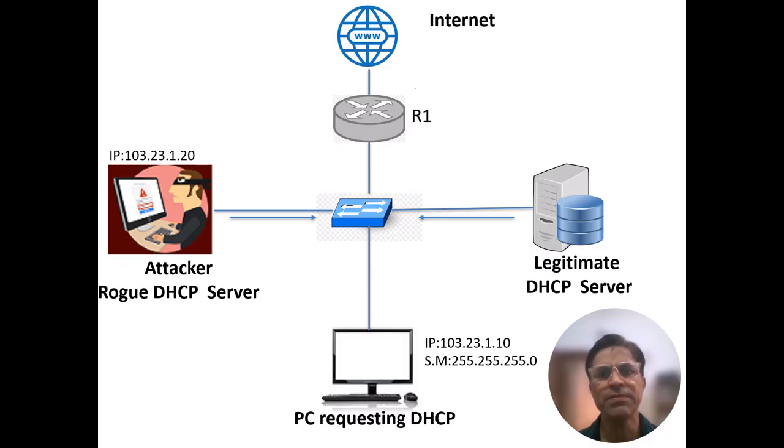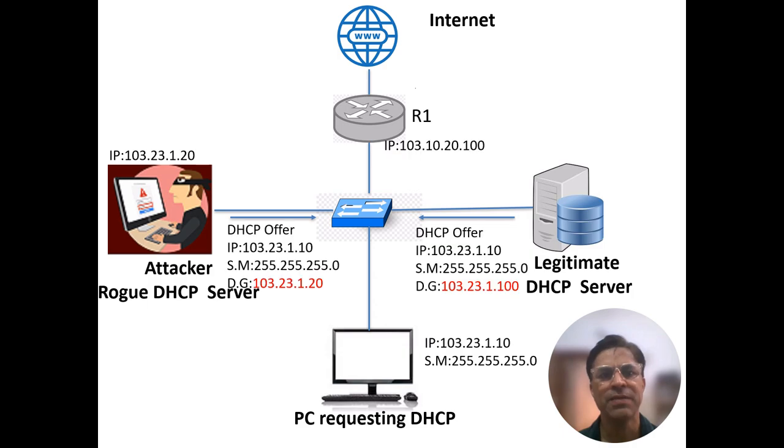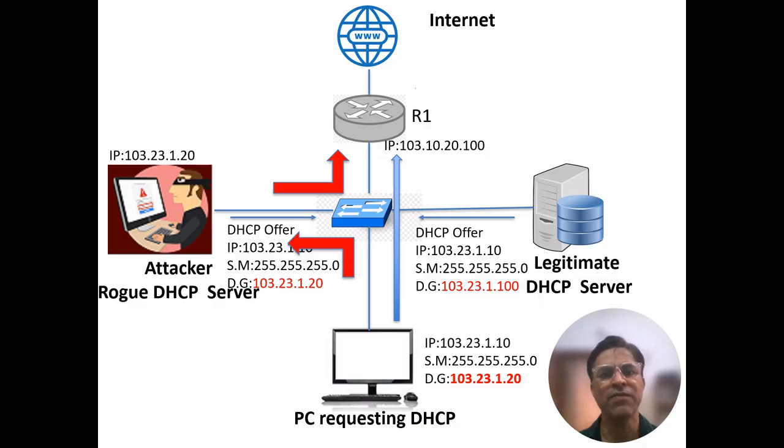When the rogue DHCP server's offer gets accepted, it sets its own IP address as the default gateway of the client. When the user wants to access the internet, he has to go to the gateway. The attacker gives wrong gateway information. The PC sends traffic to the attacker, assuming that it's a gateway, and the attacker will change the address and send it back to the internet. All the traffic will pass through the attacker. This is called a man in the middle attack.